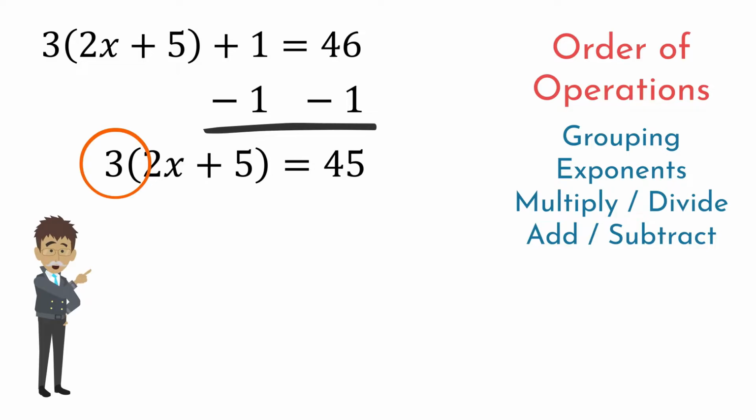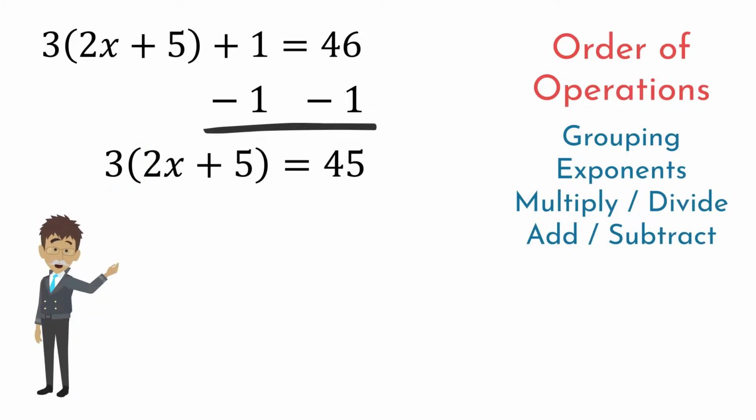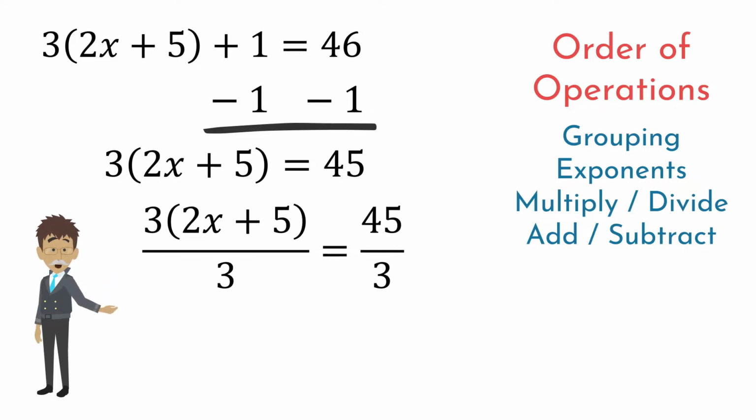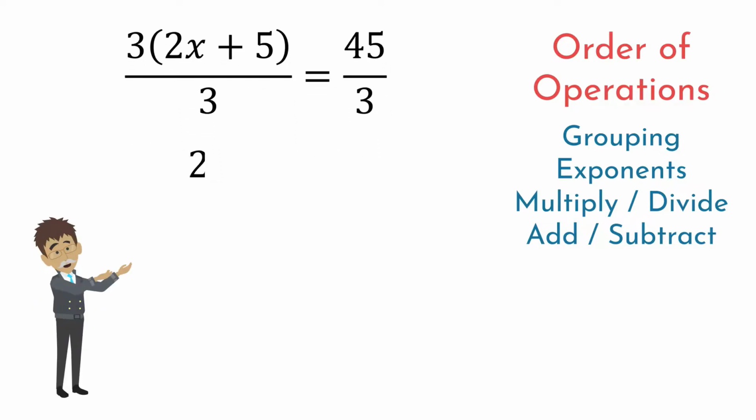To remove the coefficient 3 from the expression on the left, I must divide by 3. The division property of equality states that we may divide both sides of an equation by the same number, except for 0, to maintain equality. Thus, I divide both the left and right by 3. I am left with the expression 2x plus 5 on the left and 15 on the right.